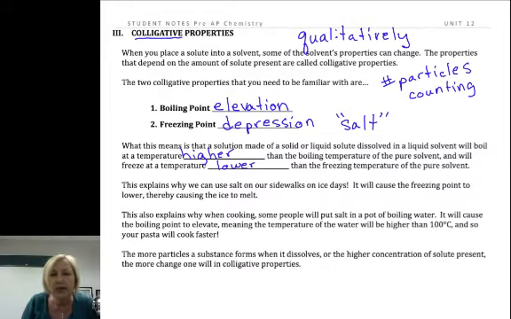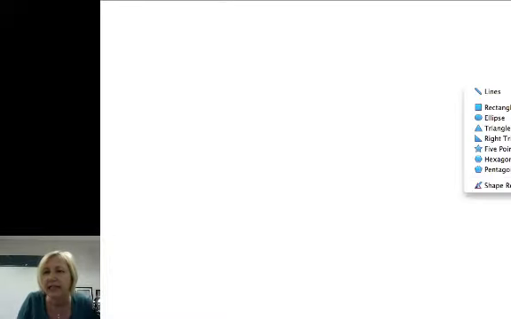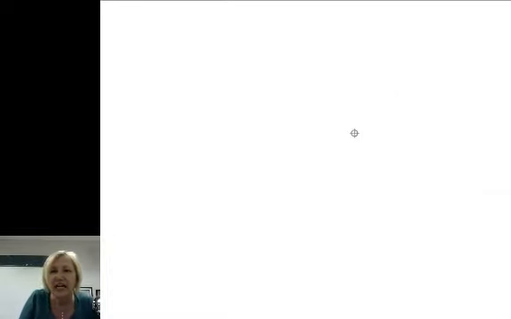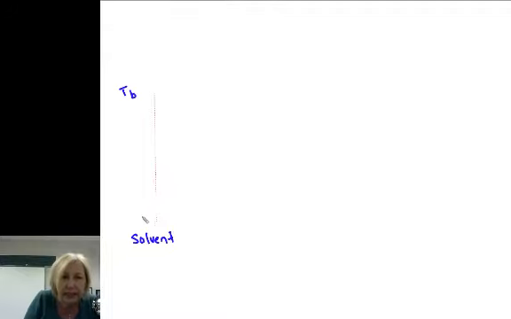Okay. Now, I want to draw you a picture of this. I think that it would help a little bit and give you an idea of the particles involved. So if I drew this line here, let me see if I can get these lines a little wider. It'll help on the next ones. Okay, so I've got a line here. If this is my pure solvent, this is its boiling point, this is its freezing point.